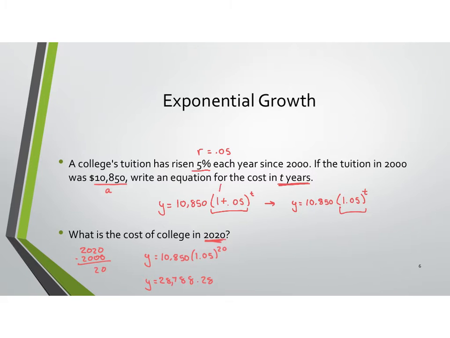It's always a good idea to remember that 1 is right there, because when we get to exponential decay, something else happens, and I want you to remember that 1 does exist right there. Then in the next part of the question, we wanted to know what the cost of college was in 2020. So you subtract 2000 from 2020 and get 20 years. Plug it all in, and that is the number you get.